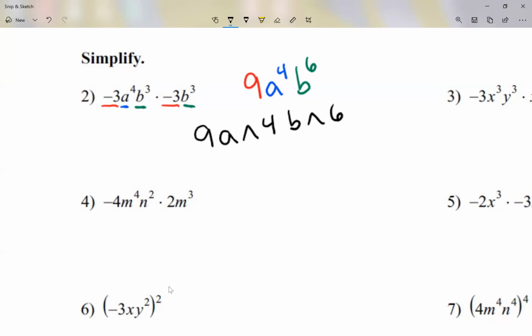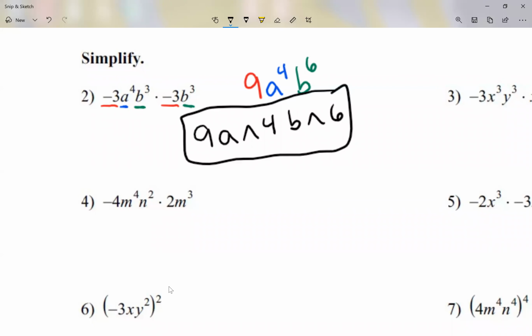Make sure you have your keyboard as a US keyboard. Don't go international to get the exponent. Make sure you have it as a US keyboard. So it's just 9, A to the fourth, B to the 6. The way we're going to be typing exponents is using that little caret, like the one on the number 6. So this is how it gets typed in.